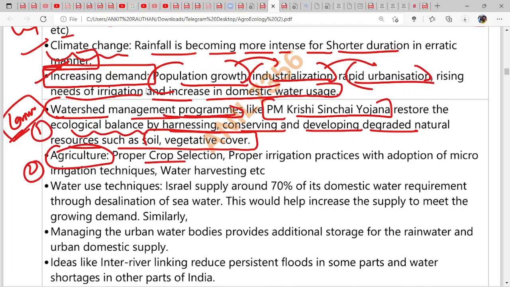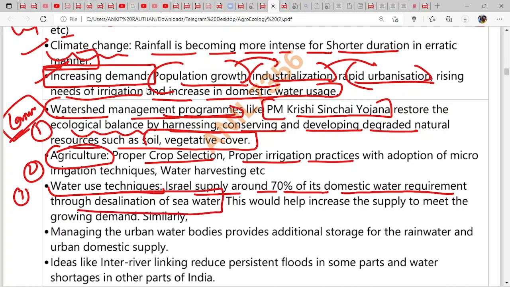Second is agriculture. Proper crop selection we should do, proper irrigation practices we should do. Third is water use techniques. Israel supplies around 70% of its domestic water requirement through desalination of seawater. They know the technology, they have the technology. This would help increase the supply to meet the growing demand.